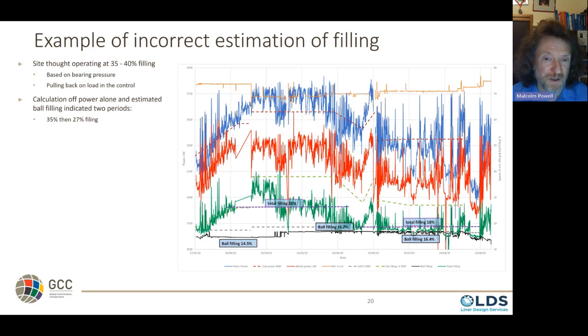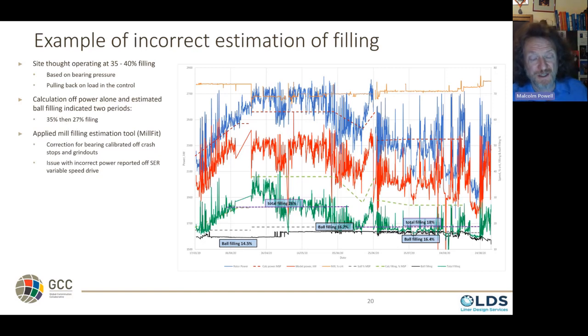Mosen and Marco from the JKMRC went up to site and installed the MillFit software, and they had to calibrate. They checked crash stops of the mill, grind outs, the ball level. They found there was an issue with the slip energy recovery in the motor, giving an incorrect power reading. They discovered that the bearing pressure hadn't been calibrated for temperature and pressure. And there was also a load cell that was off center, giving an incorrect reading. Three things were wrong. They had to calibrate all of those to solve the problem.